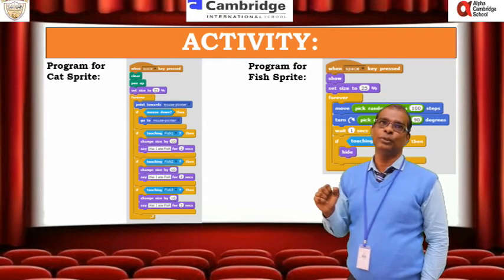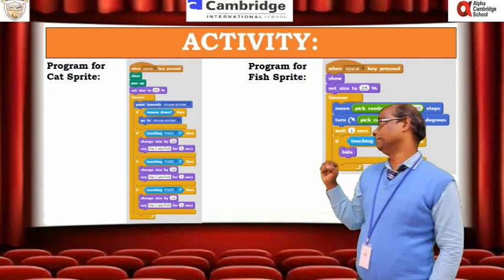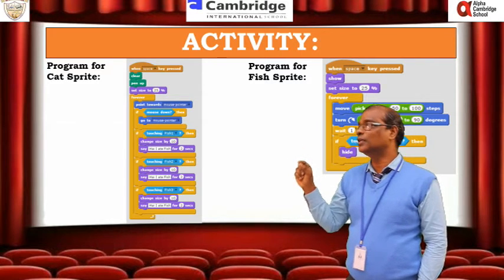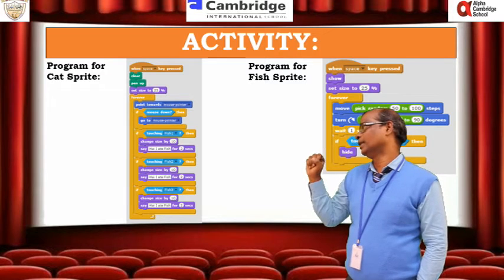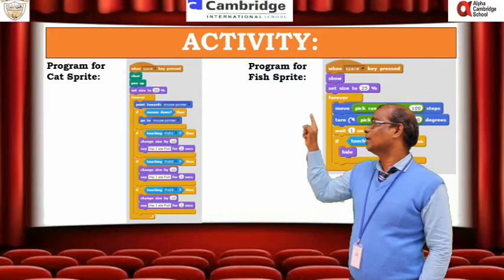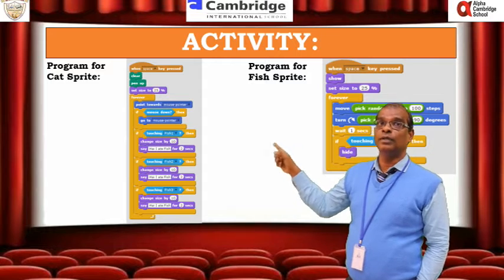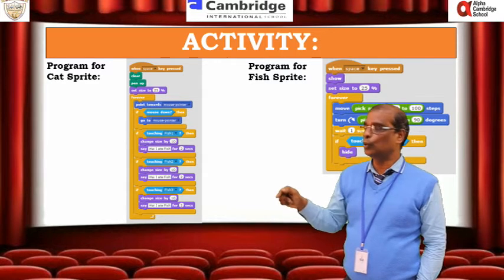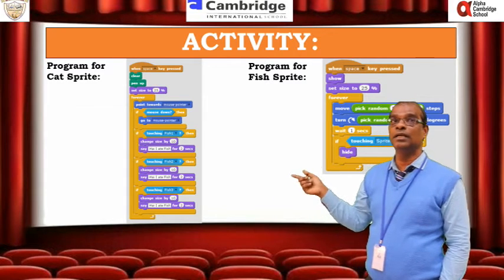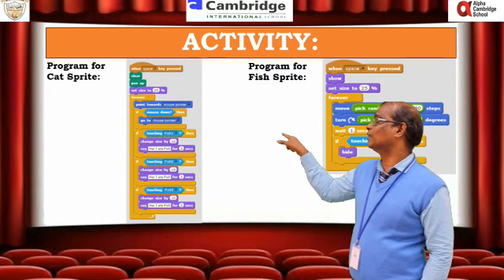Once again I would like to inform you, this forever keeps on running until you stop the program voluntarily. Within the forever, point towards mouse pointer. That means whenever you click the mouse, the cat sprite rotates itself to point to the mouse pointer. In addition to that, if mouse down returns true if you press any one of the mouse buttons, either left button or right button. Then what is inside it? Go to mouse pointer. Immediately the cat sprite will go to the place where you click the mouse.